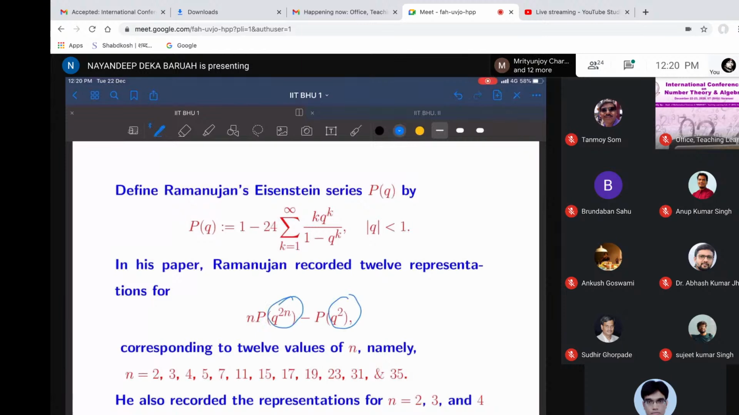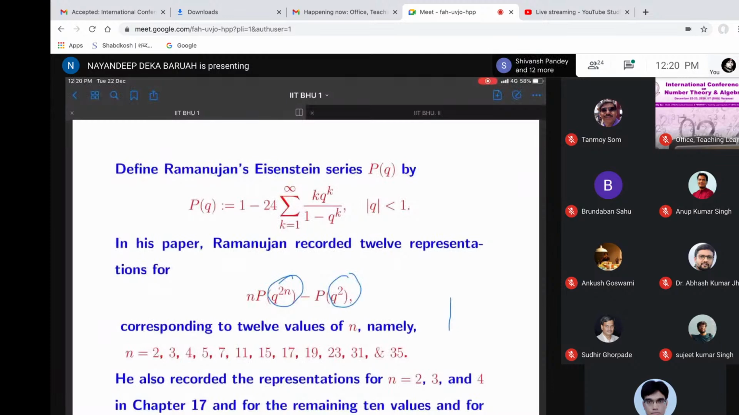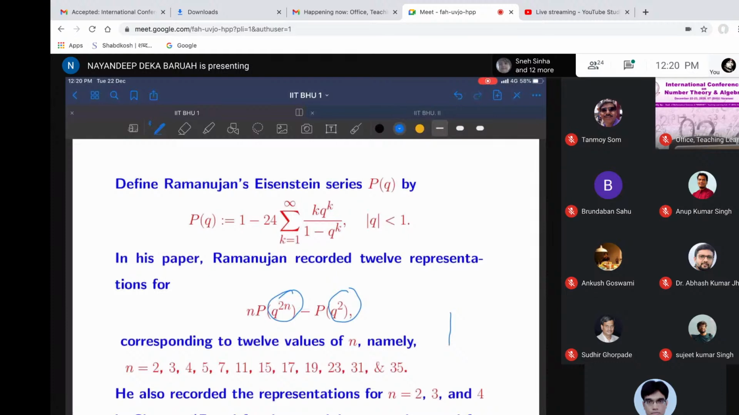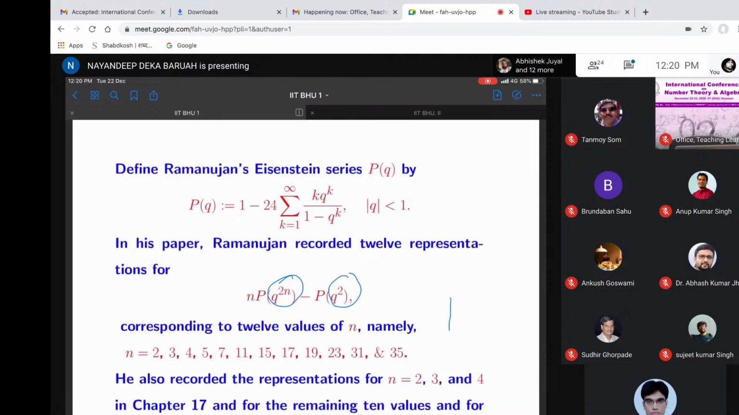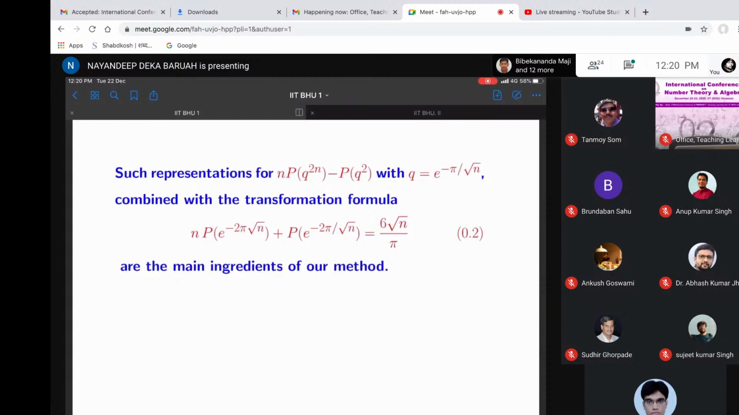And he also recorded the representations for N equal to 2, 3, 4 in chapter 17, and the remaining 10 values, and also for 9 and 25, in chapter 21 of his second notebook. Okay, so these are the 12 representations, and further 2 representations. So 14 representations total.